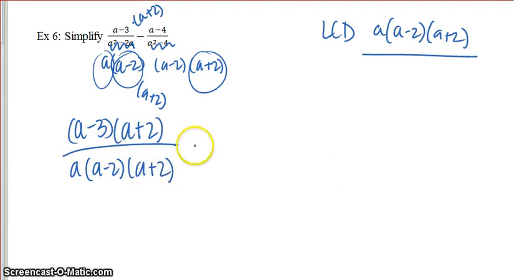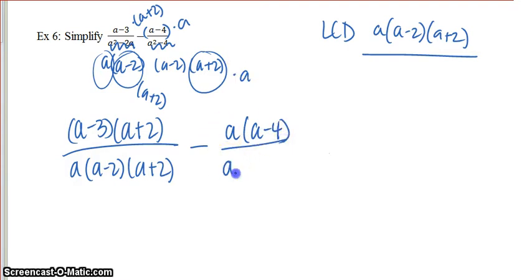Okay? Now I have a subtraction, and this one, all it is missing is an a, so I'm going to multiply the top and the bottom by a. Make sure it's going to be distributed to the whole thing. So we have a times a minus 4 over a times a minus 2, a plus 2.